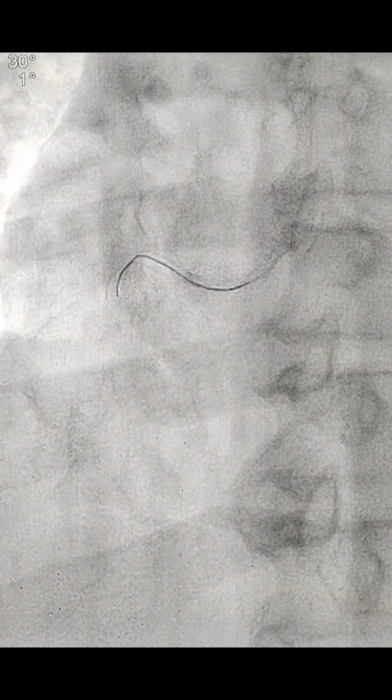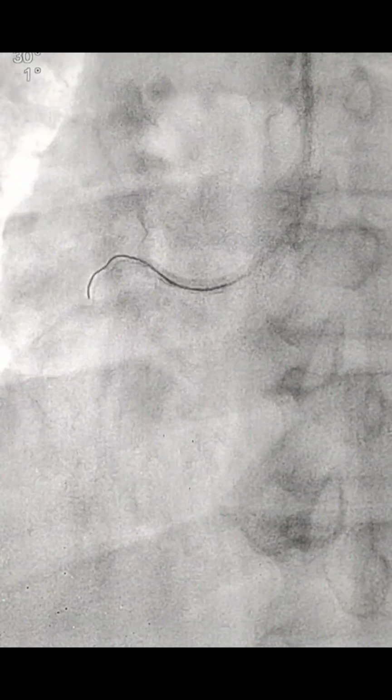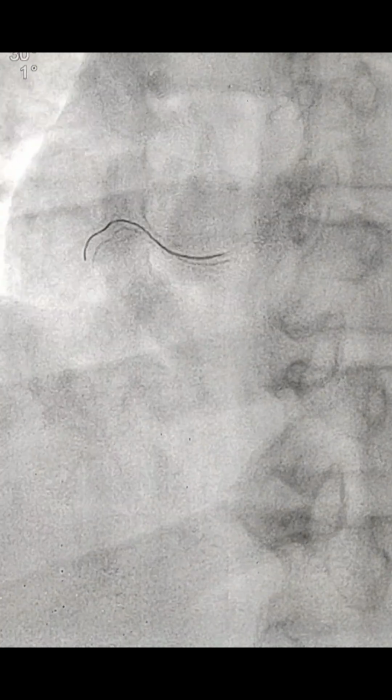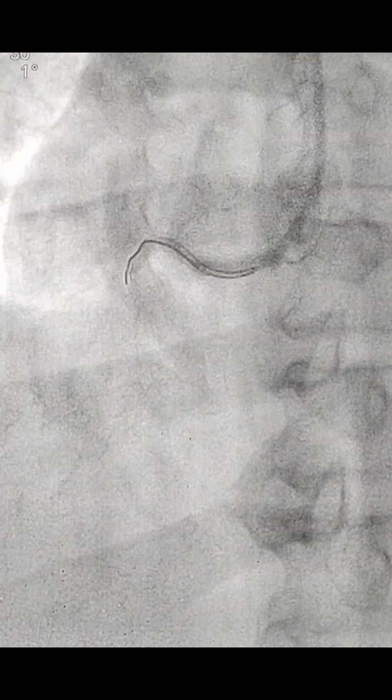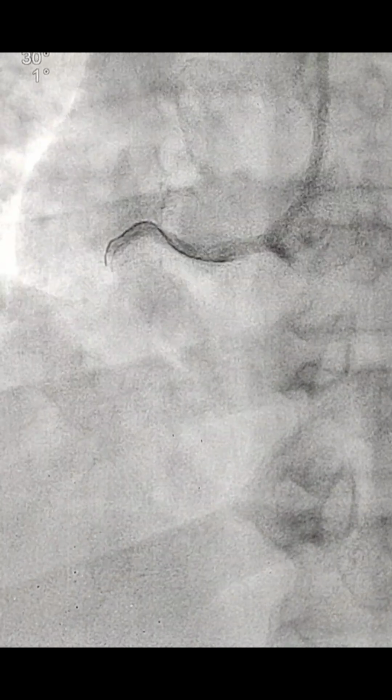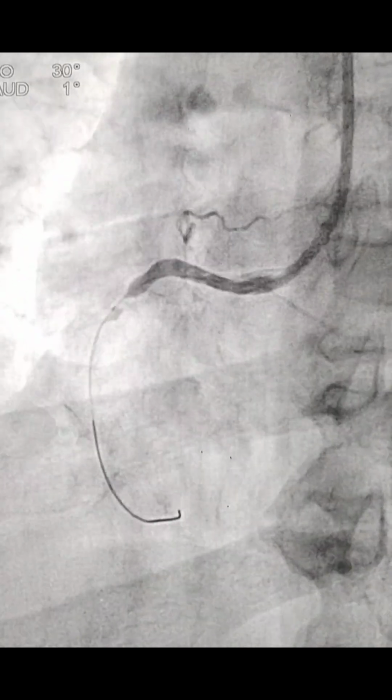So with the right radial route, with the JR catheter, this is a workhorse wire, BMW. I tried with this wire, but the wire was not crossing. I tried for 10 minutes probably, but it was buckling and not crossing. I wanted to do it with balloon support, but I then tried a Whisper wire.